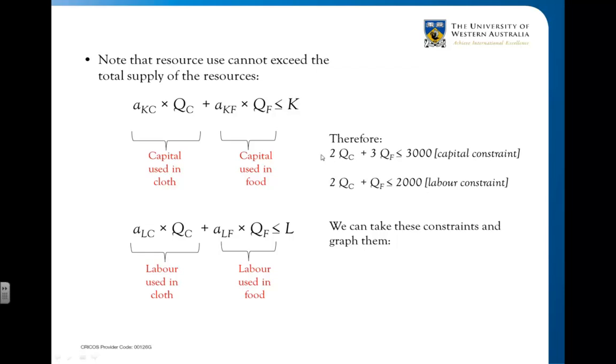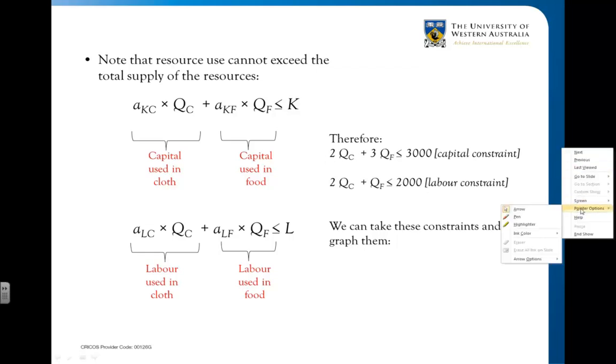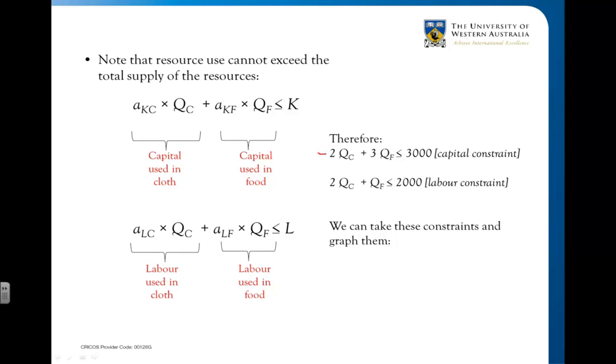So this expression here, for example, let me just get my pen out. I won't go back to the numbers, but remember it was 2 units of capital to produce 1 unit of cloth and 3 units of capital to produce 1 unit of food, and the same for labour. What we're going to do is take those constraints and graph them to get our production possibility curve for this particular situation.